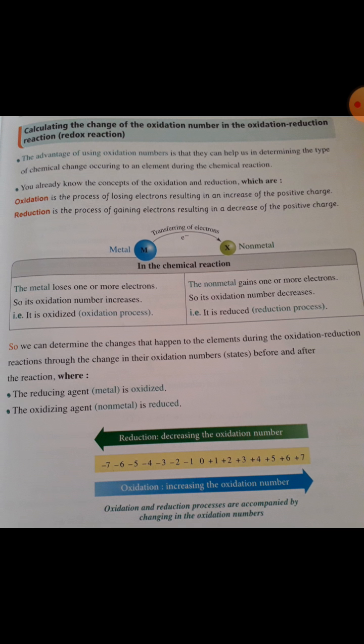But what about the importance of oxidation numbers? We can use it to know the change that occurs for some chemical reactions, for redox reactions. I mean oxidation and reduction reactions. You studied them before in Module 3. Oxidation is the process of losing electrons resulting in an increasing of the positive charge, while reduction is the opposite.